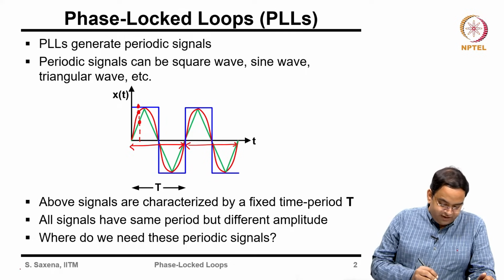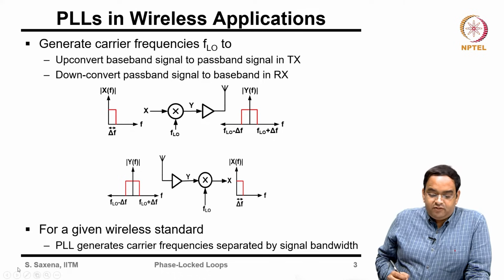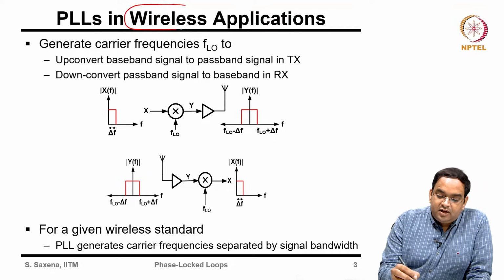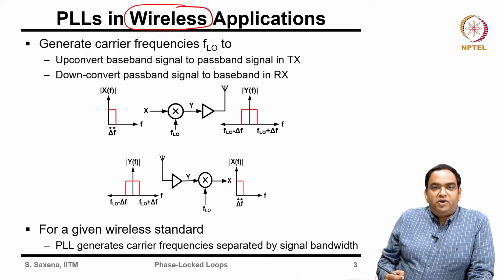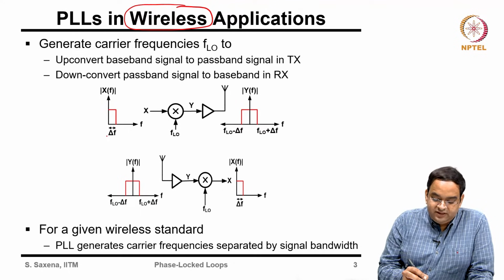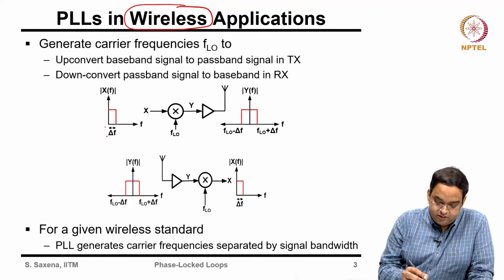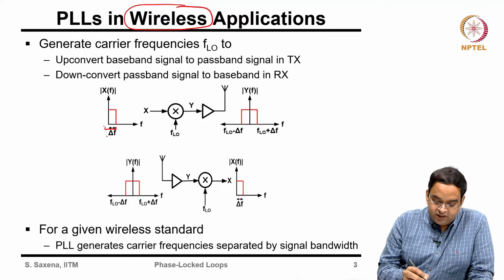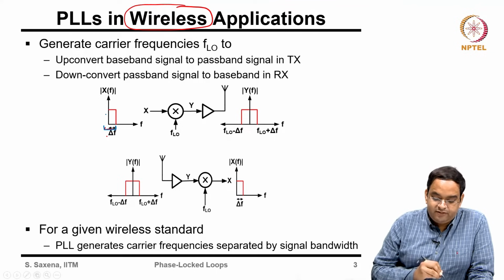So, next we will actually see what kind of applications use such clocks. So, first one is your wireless application. Now, this wireless application, I brought it in first place because this is something without which we cannot imagine our life these days. Okay. So, in wireless applications, if you look at it, you have a baseband signal which is shown here with delta f bandwidth.